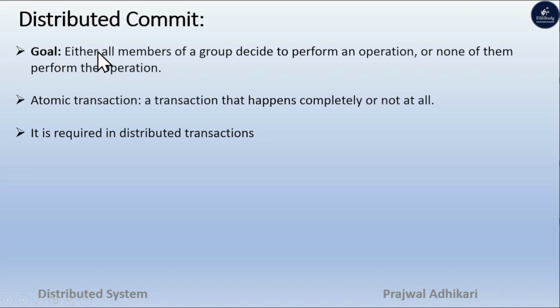The goal of distributed commit is that either all the members of the group decide to perform the operation or none of them will perform the operation. A transaction that happens completely or not at all is an atomic transaction. In distributed transactions, distributed commit is required.